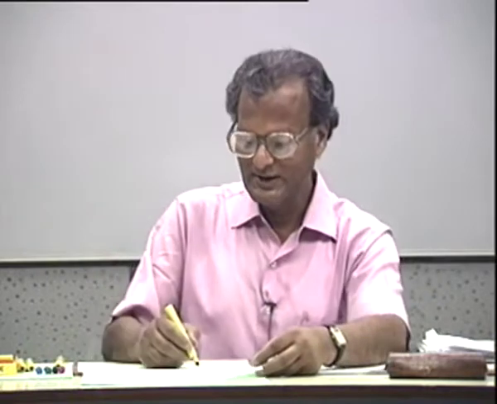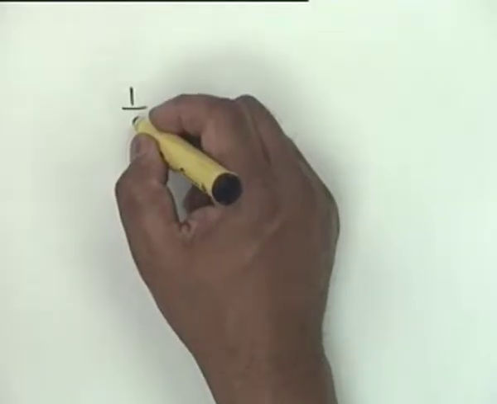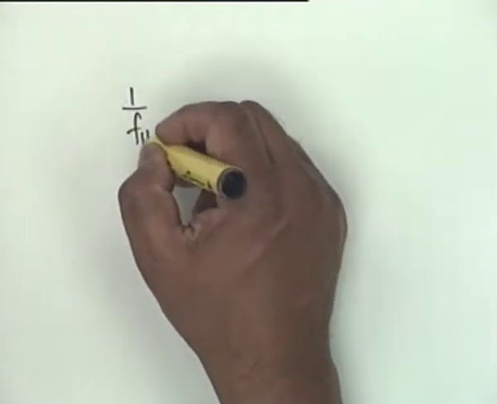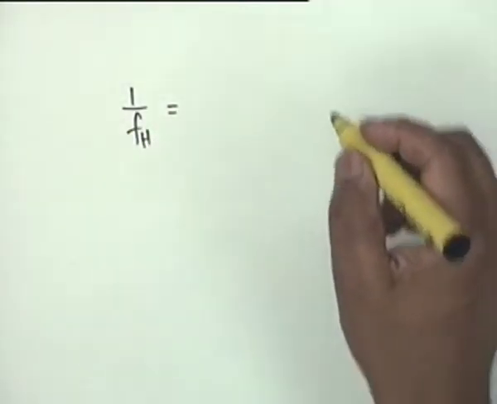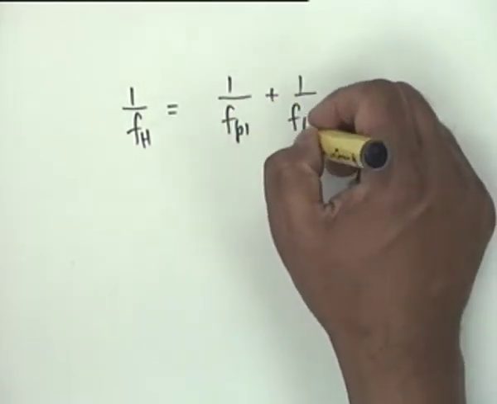On the other hand, even if this 3 times greater is applicable and you have the figures, there is no harm in taking this formula: 1 by FH as 1 by FP1 plus 1 by FP2. Is this correct?